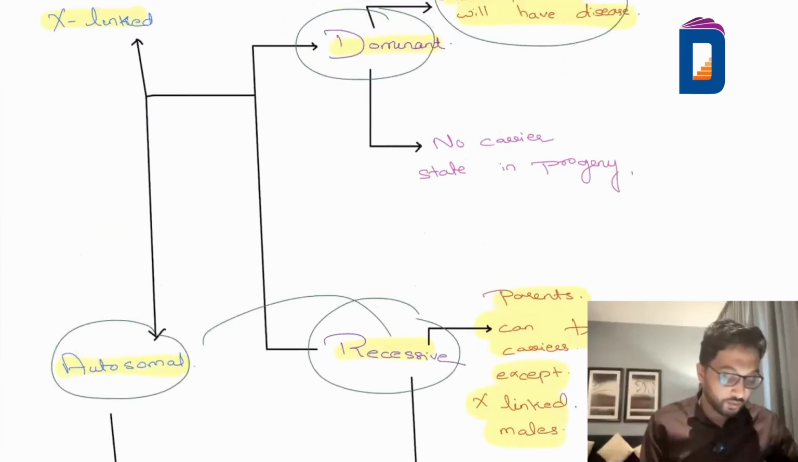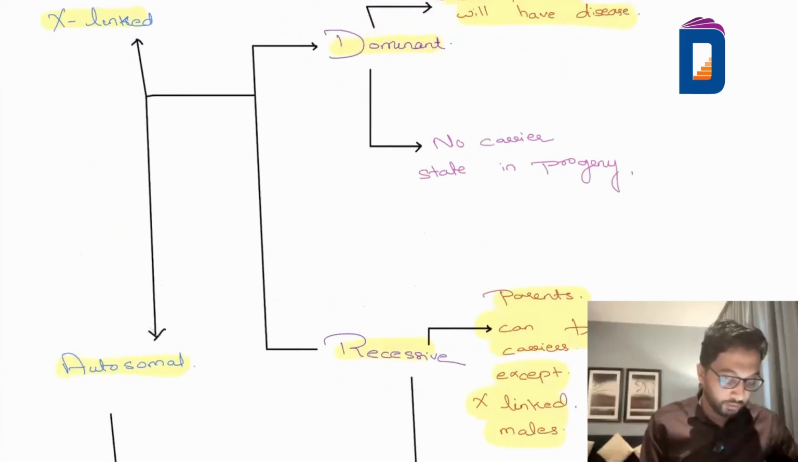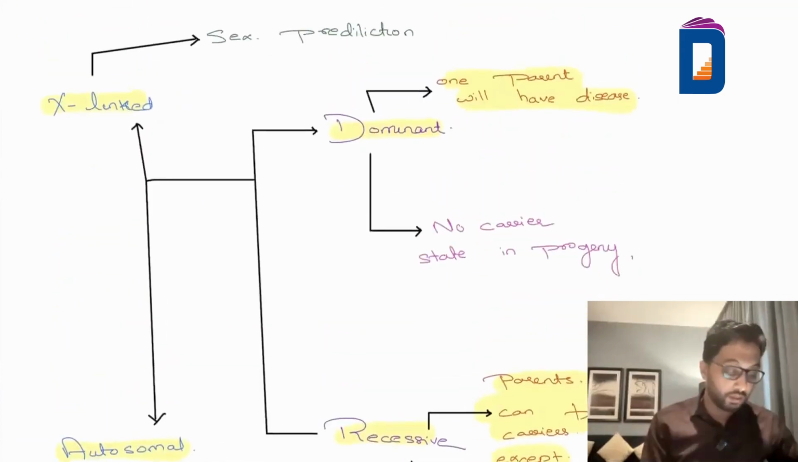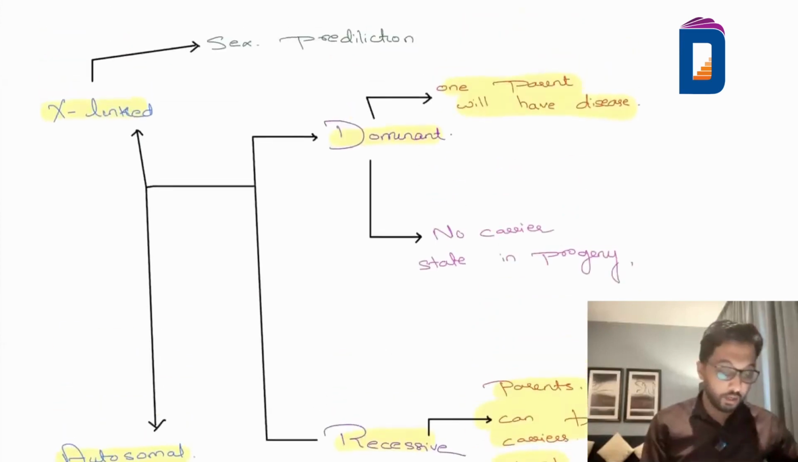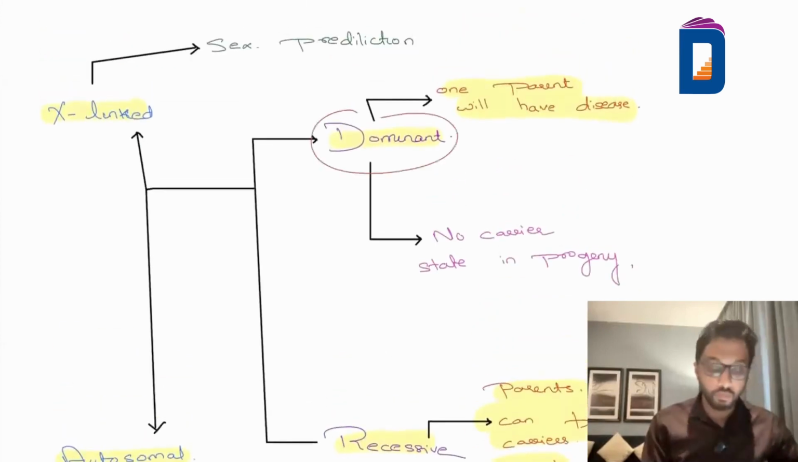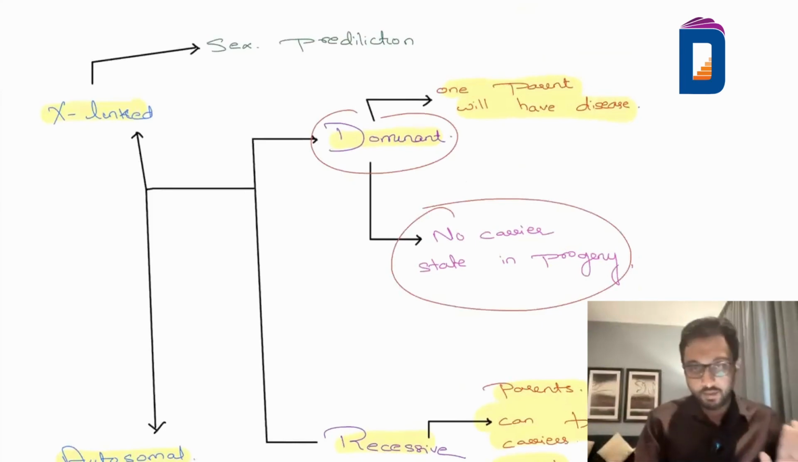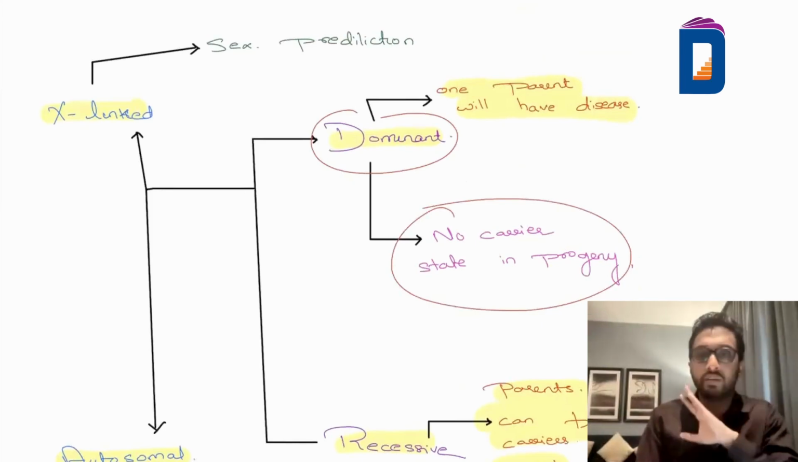That's one side you understood, that is what about the parents. Now, what about the progenies? That's what I'm going to discuss. In dominant, whether it's autosomal or sex-linked, there is no carrier state, and the progeny, the children, will never be carriers. Why is it that in dominant, children will never be carriers?